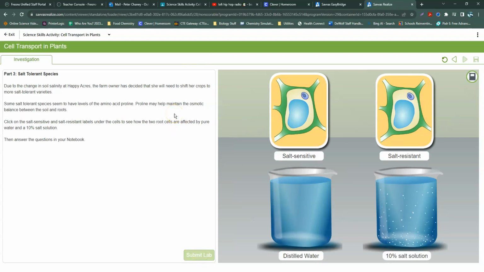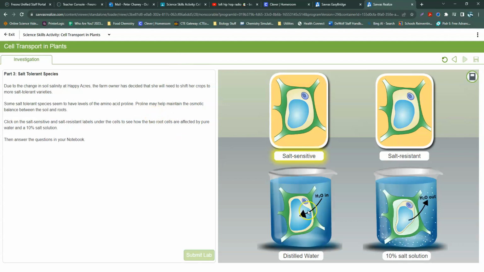And now the last part of this is salt-tolerant species. So due to the change in soil salinity at Happy Acres, the farm owner has decided that she will need to shift her crops to more salt-tolerant varieties. Some salt-tolerant species seem to have higher levels of the amino acid proline. Proline may help maintain the osmotic balance between the soil and roots. Click on the salt-sensitive and salt-resistant labels under the cells to see how the 2 root cells are affected by pure water and a 10% salt solution. Then answer the question in your notebook.